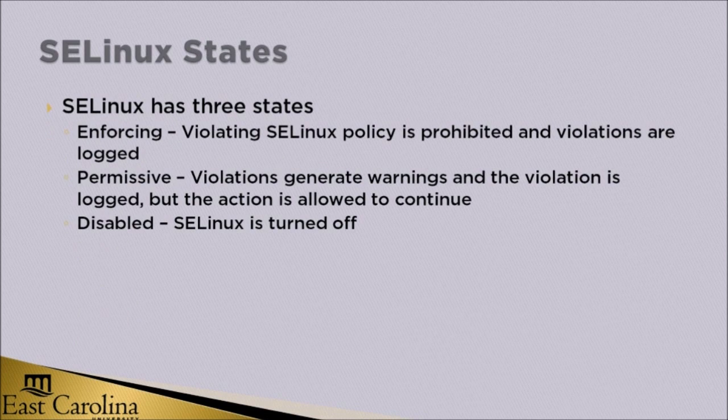SELinux operates with three states. The first is enforcing. This means that a process that violates the SELinux policy is prohibited and that the violations are logged. The next state is permissive. In this state, violations generate warnings and the violation is logged, but the action is allowed to continue. In the disabled state, SELinux is turned off and all actions are allowed.